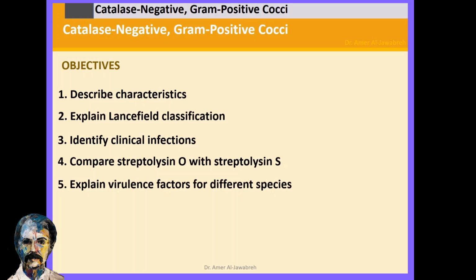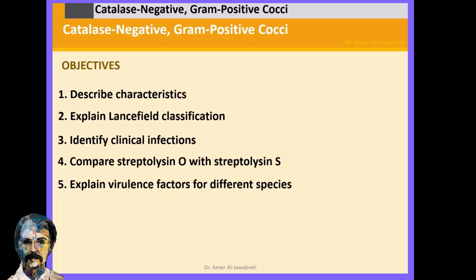Explain Lancefield classification, or we call it Lancefield grouping, and this is a grouping that is based on the carbohydrates and proteins on the surface of the bacteria. So peptidoglycans, they classified this bacteria based on the presence and absence of these epitopes, let's say, immunologically speaking. Identify clinical infections. What are the infections and the diseases that are caused by Streptococci?